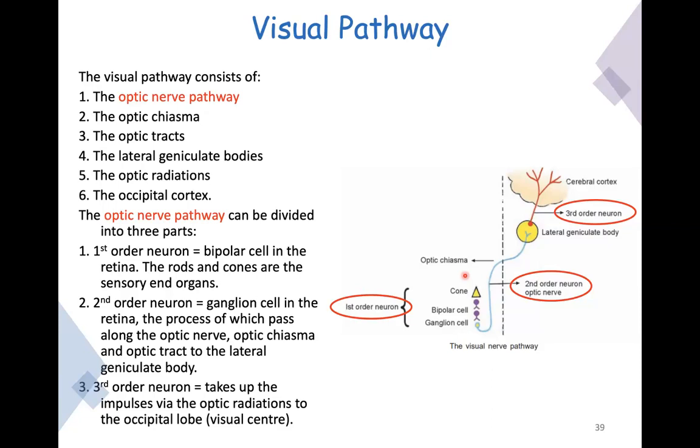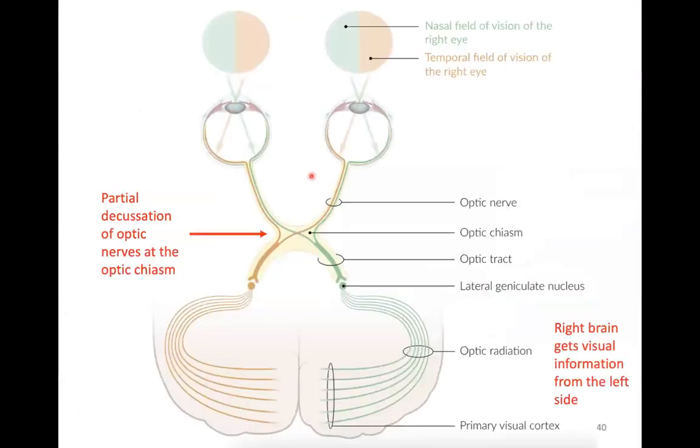All right, now coming to the visual pathway. Let's move on one slide before we talk about this slide. This is the visual pathway. Now, I want you guys to bring your attention to these two circles here. This is the nasal field. Sorry, this is a nasal field of the right eye. This is a nasal field of the left eye.